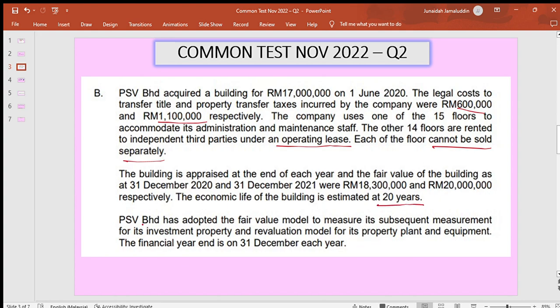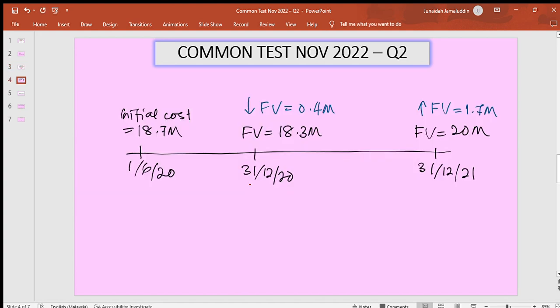PSV Berhad has adopted the fair value model for the subsequent measurement of its investment property and the revaluation model for its PPE, right? And the financial year end is on 31st December each year. Okay, so from this information, we can extract the following diagram. We can draw this diagram from the information that we have read just now.